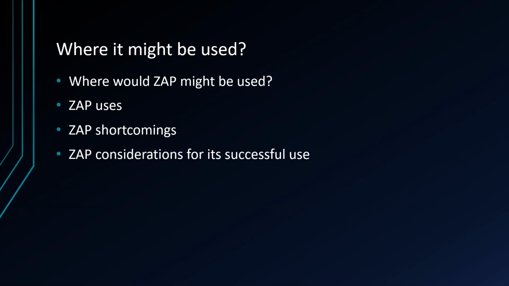ZAP does have some limitations. It can provide false positives when reporting vulnerabilities, and it can also provide false negatives where it can miss vulnerabilities. For ZAP to be successful, the user needs to define the scope of their testing and configure the tool correctly to the specification of the intended target.